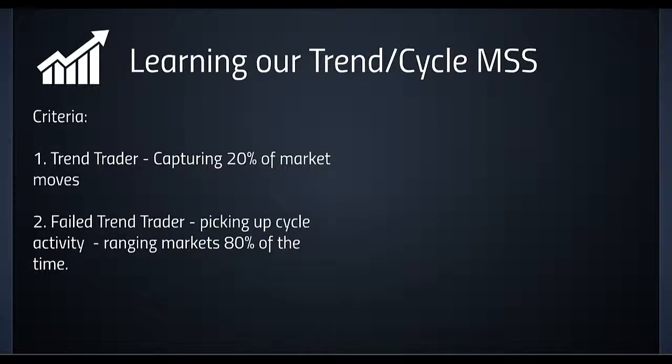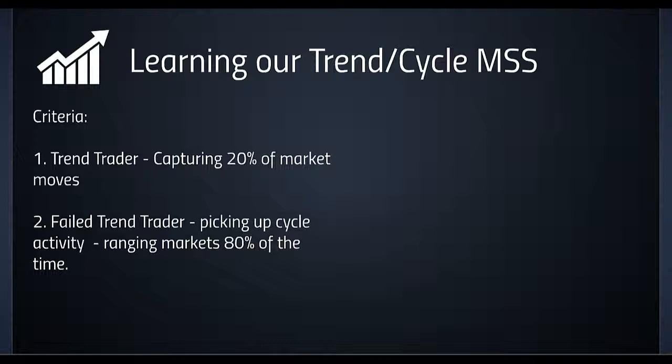So we're going to spend a little bit of time learning our trend and cycle multi-system strategy. I want to remind you that with a trend trader or a trending system, you're going to be capturing 20% of the market move. The market will be trending 20% of the time, so your aim is to capture those moves when they occur. The other 80% of the time, the market's either range bound or cyclical, so you need a strategy that works during those periods.